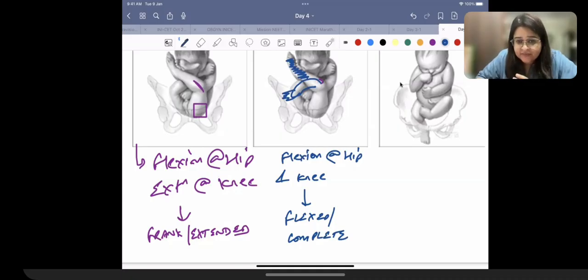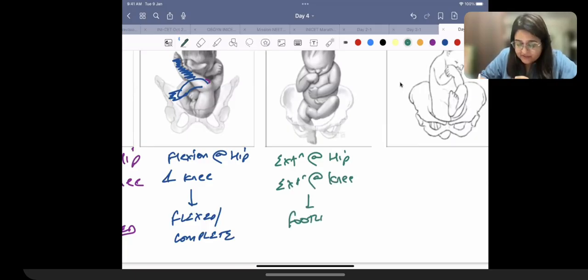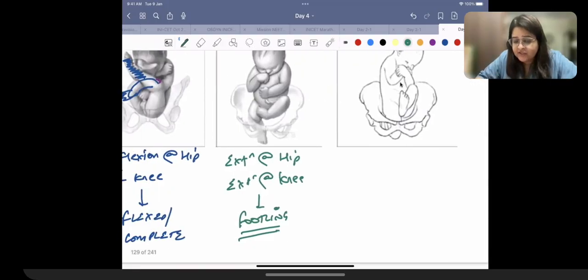Complete or a flexed breech. Then you have the third one where you have extension at the hip and extension at the knee. This is a footling. The foot is the presenting part. So these are basically different attitudes of breech, like we had flexion, extension in the head. These are different attitudes of the breech depending on flexion or extension.